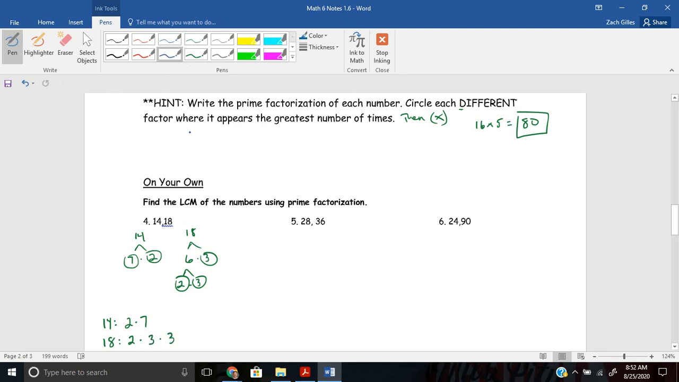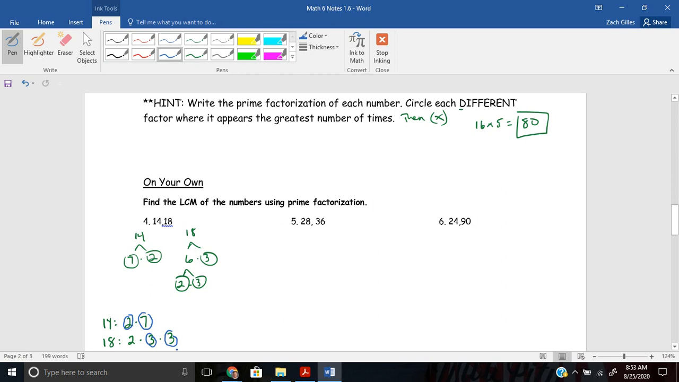And then I'll circle the different factor where it appears the greatest. So 2 would be my first factor. It appears once in both 14 and 18, so I just need to circle it once. 3 appears twice in 18, so I'll circle it twice. And then 7 appears once here. And remember, you're circling each different factor the greatest number of times. So once I've done that, then I multiply those circled numbers. I find the product of those circled factors. So I take 2 times 7, which would be 14, and then 14 times 3, and then that times 3.